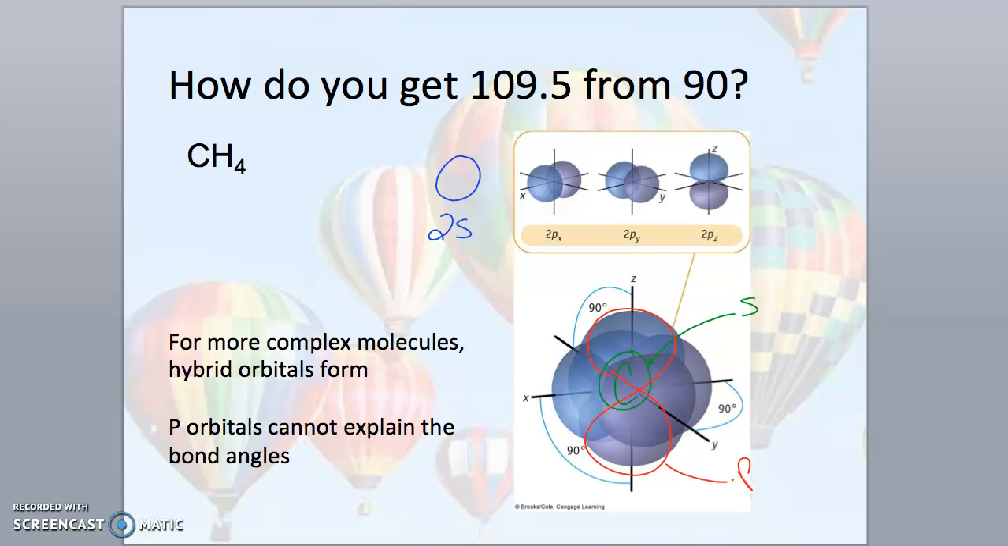Looking at the orbital box notation, you can see the valence electrons exist in the 2s and 2p orbitals for the carbon. However, it's not clear how carbon could bond to 4 hydrogens, much less with equal energy. Furthermore, if we were to overlap the p orbitals, we would not get bond angles of 109.5. Hybrid orbitals must form from the s and p orbitals in order to explain these observations.